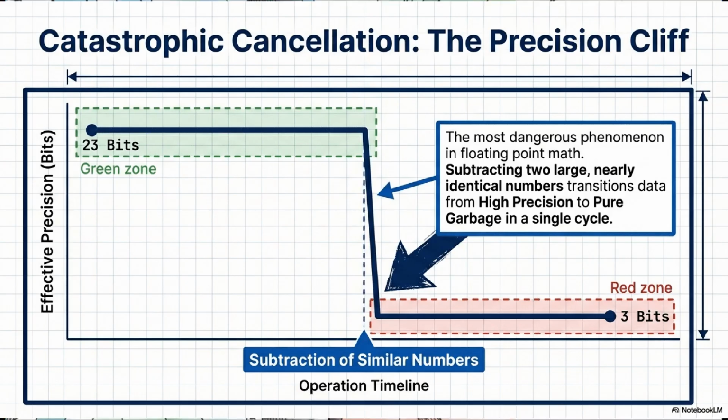And this graph says it all. We're starting up here, in the green. Everything's great. We've got a healthy 23 bits of reliable information. Then, we perform one single subtraction of two very similar numbers, and bam! We fall right off a cliff. We're in the red zone. Our effective precision has plummeted to just 3 bits. All of our useful data, it's just gone.